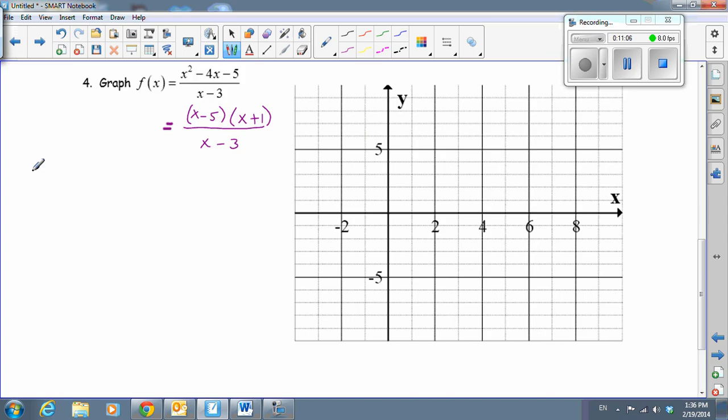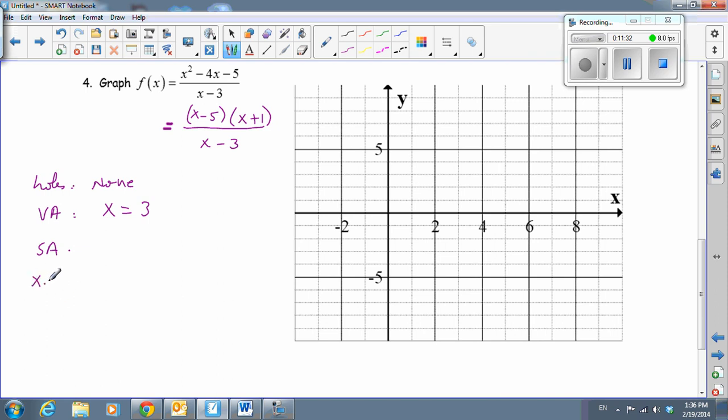First step is to find the holes. Apparently, I have none because there's nothing canceling on top and on the bottom. After that, I'm looking for my vertical asymptote. Vertical asymptote is at x equals 3, which would cancel the bottom. After this, since the degree on top is higher than the bottom, I have a slant asymptote. We will detail that slant asymptote in a minute.